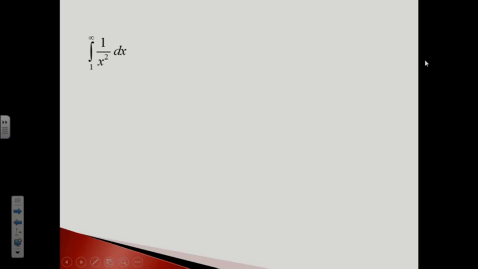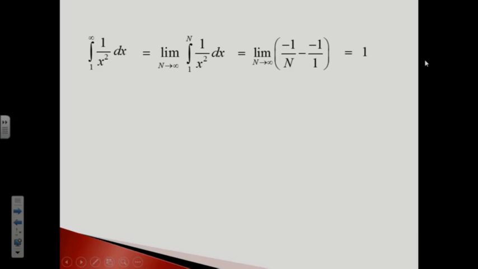We take an example of a convergent improper integral. Evaluate the integral from 1 to infinity of 1 over x squared dx. We begin by computing the integral from 1 to n. It equals minus 1 over n minus minus 1 over 1. Then we take the limit as n tends to infinity to obtain 1. Thus, the improper integral converges and has the value 1.